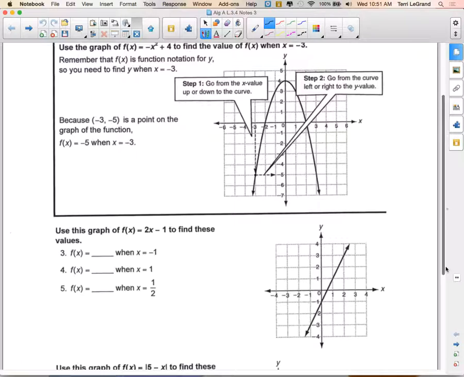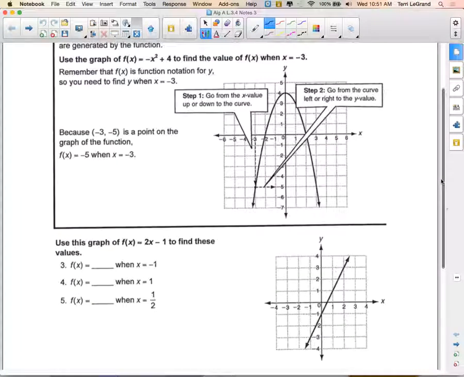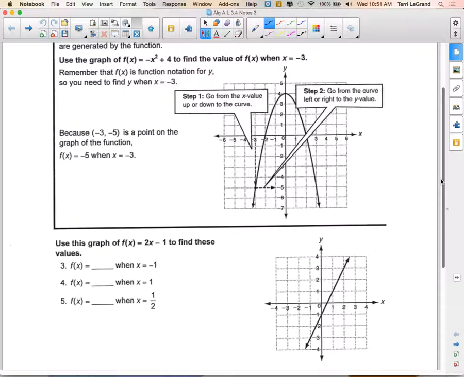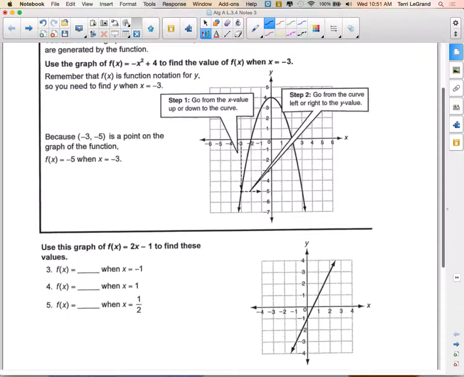F of x is also known as what? Y. So I can determine the y values, the f of x values, for given x values. And I'm going to use the graph to do it. So like they did here, they used the graph to find what f of x, also known as y, is when x is -3.